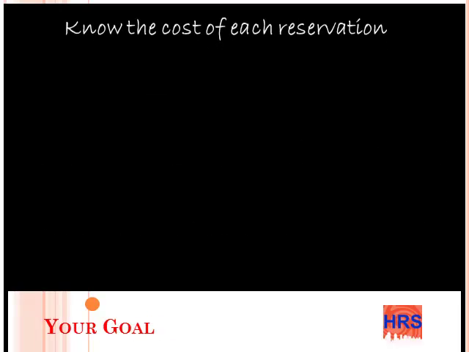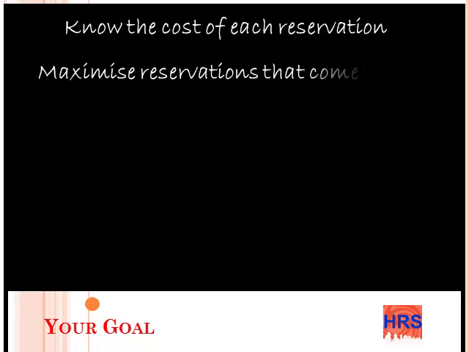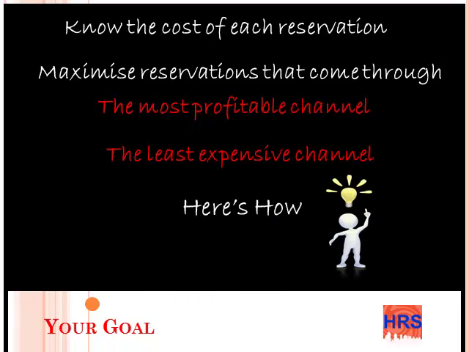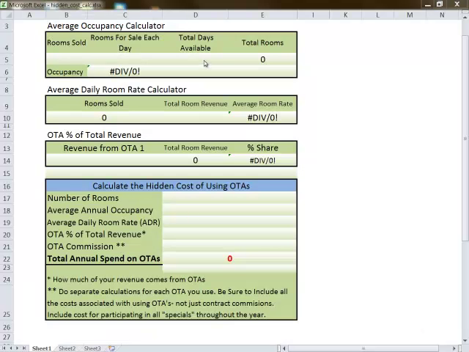Every hotel should know the cost of a reservation through each distribution channel and seek to maximize the volume of reservations that come through the most profitable or least expensive channels. Here's how to do that for an OTA. The accuracy of these calculations is really going to depend upon your records. You do keep a record of the sources of your room business and revenue per room, don't you? If you don't, you really should.